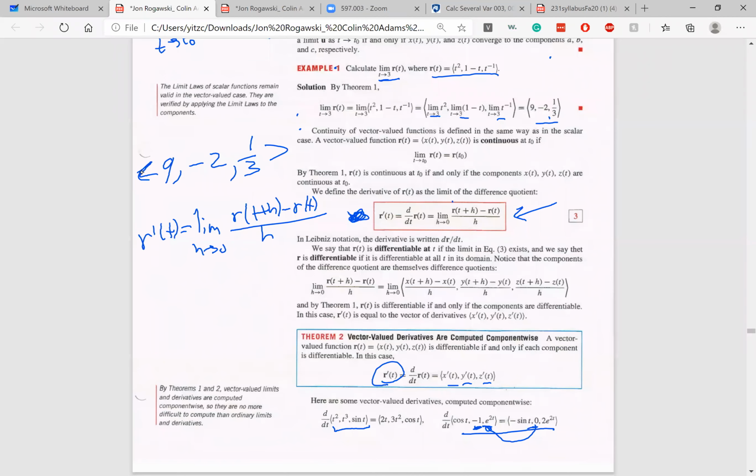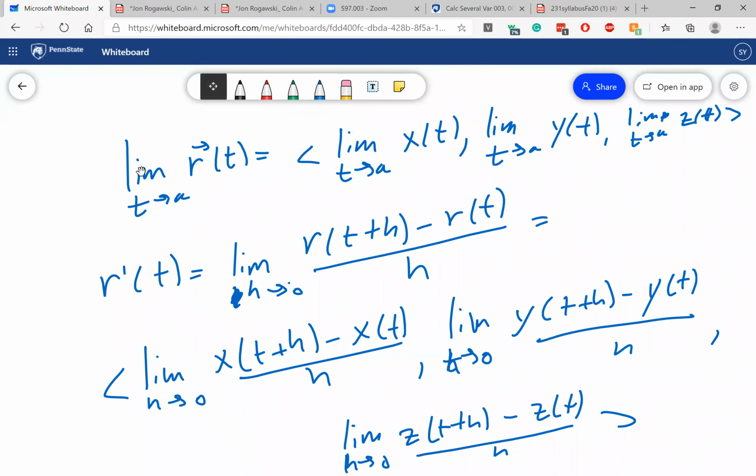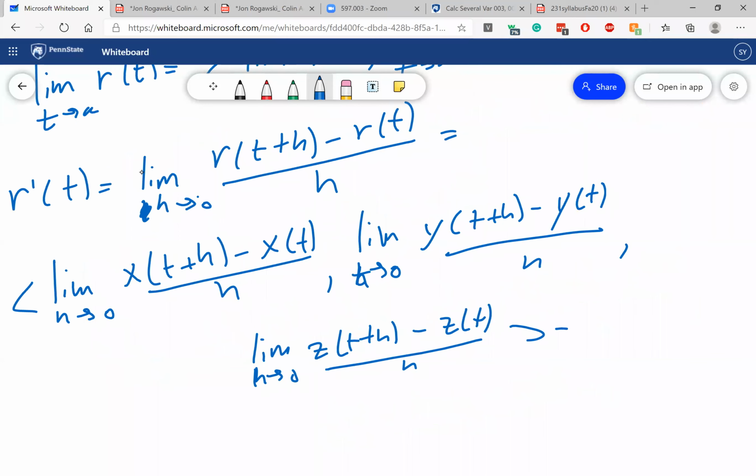So yeah, that's a derivative. Again, the limit goes into each thing. Again, you can put the limit aside, which means to take the derivative of r, you take the derivative of each one of these components, because in the end, it's going to be equal to x prime of t, y prime of t, and z prime of t.